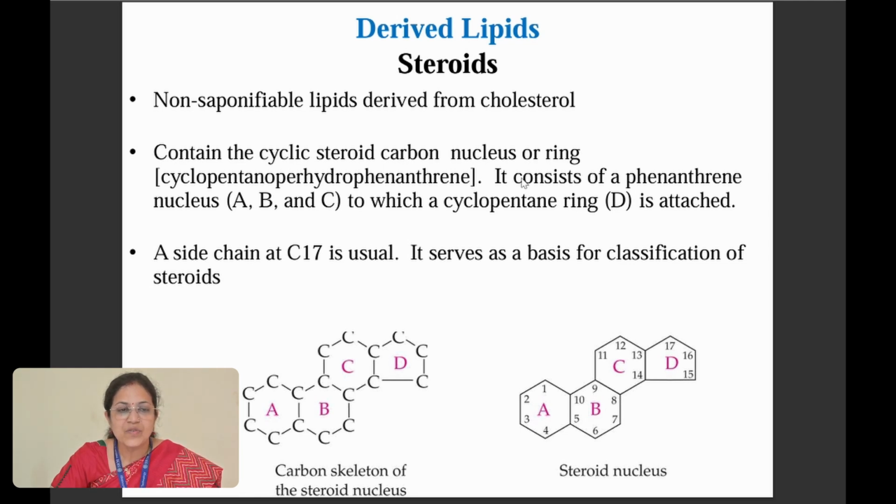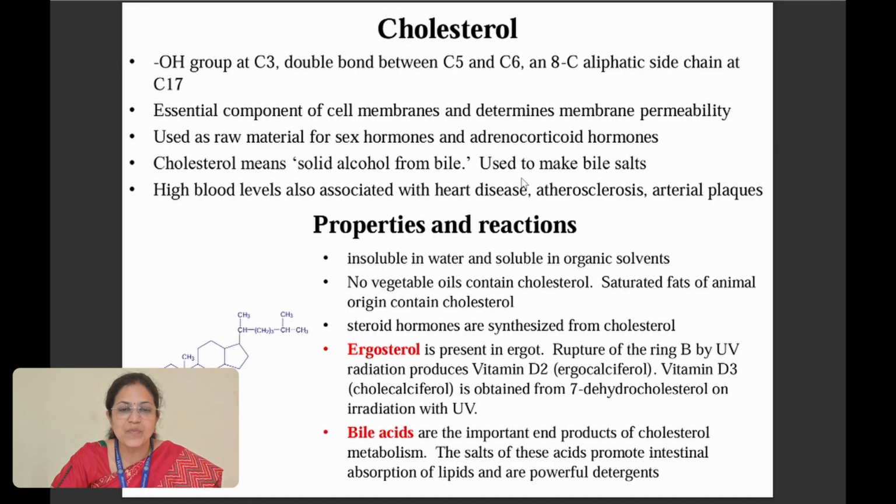Now all of you know what cholesterol is. Cholesterol is an important steroid. It is found in the cell membrane and mainly determines the membrane permeability, and it is an important precursor for the synthesis of sex hormones and adrenocorticoid hormones. The main property of cholesterol is that it is insoluble in water and soluble in organic solvents. Ergosterol and bile acids are important products of cholesterol metabolism.